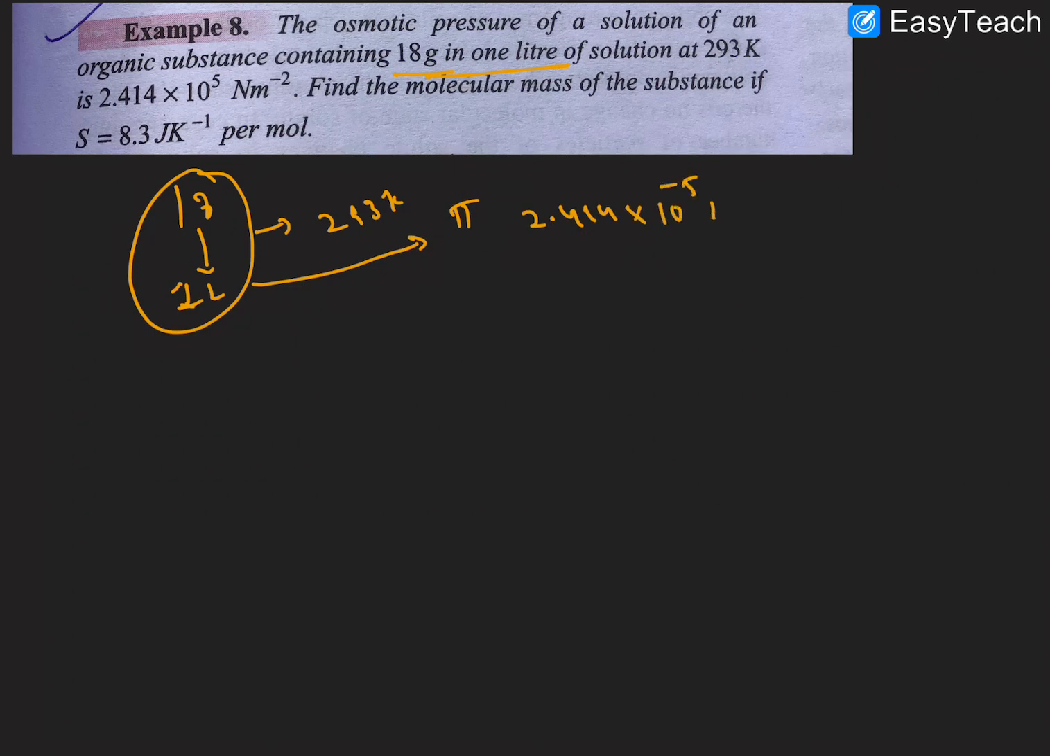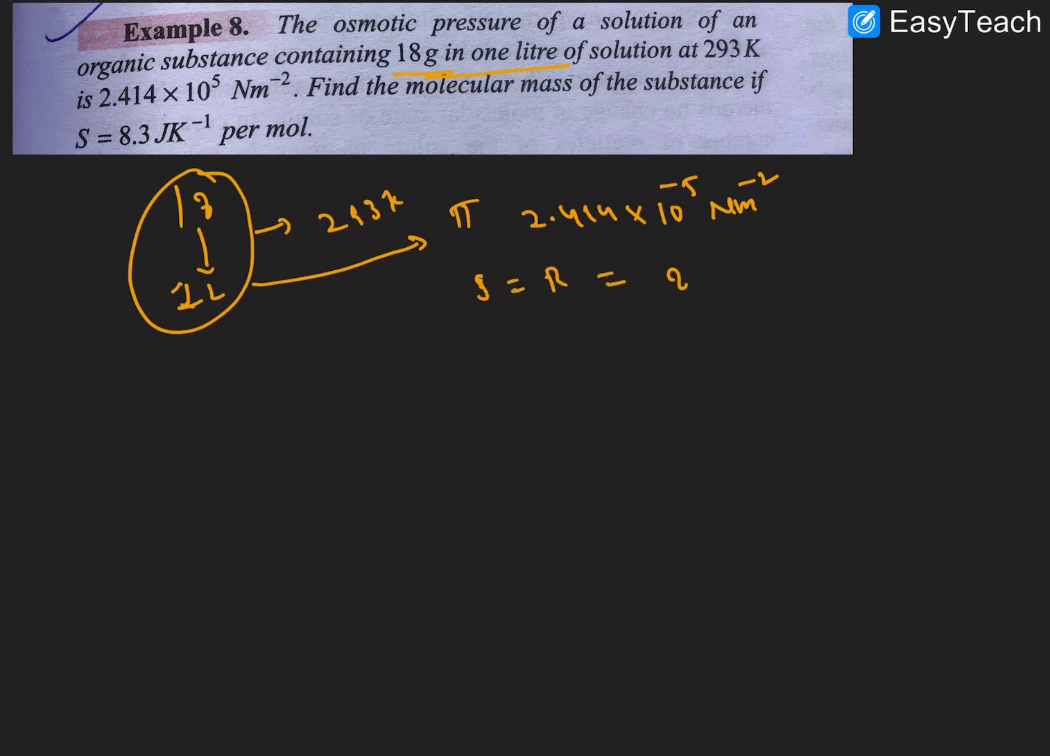18 grams in 1 liter. So some organic substance is present in 1 liter of the solution, right? The temperature is maintained here at 293 Kelvin, and the osmotic pressure is 2.414 into 10 to the power of 5 Newton per meter squared, right? Find the molecular mass of the substance.